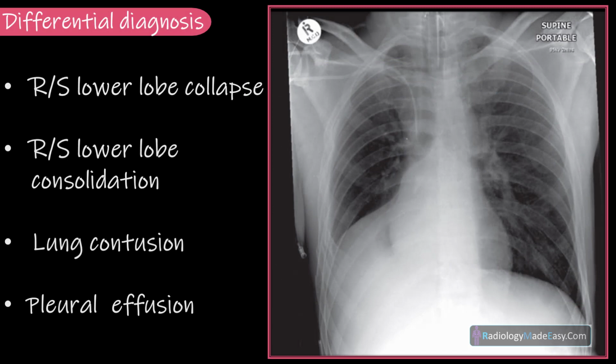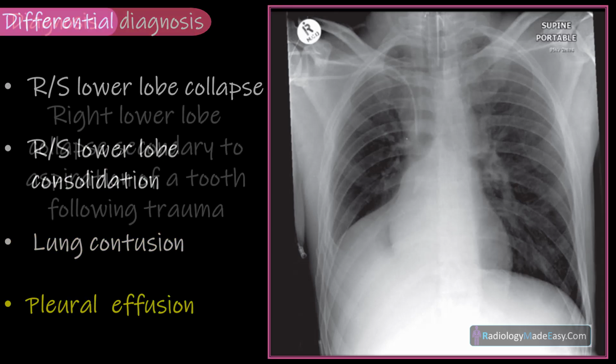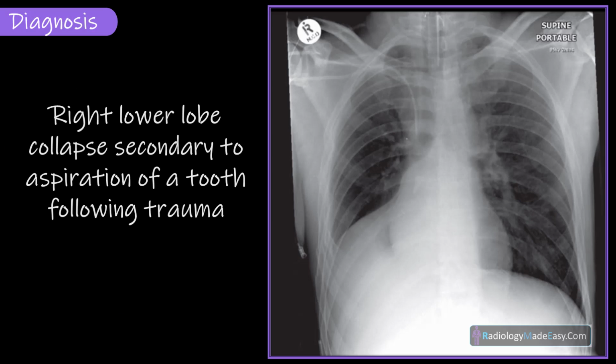So in this case, differential diagnoses include right-sided lower lobe collapse or right-sided lower lobe consolidation or lung contusion, and also it can be a pleural effusion. So in this case, the final diagnosis is right lower lobe collapse secondary to aspiration of a tooth following trauma.